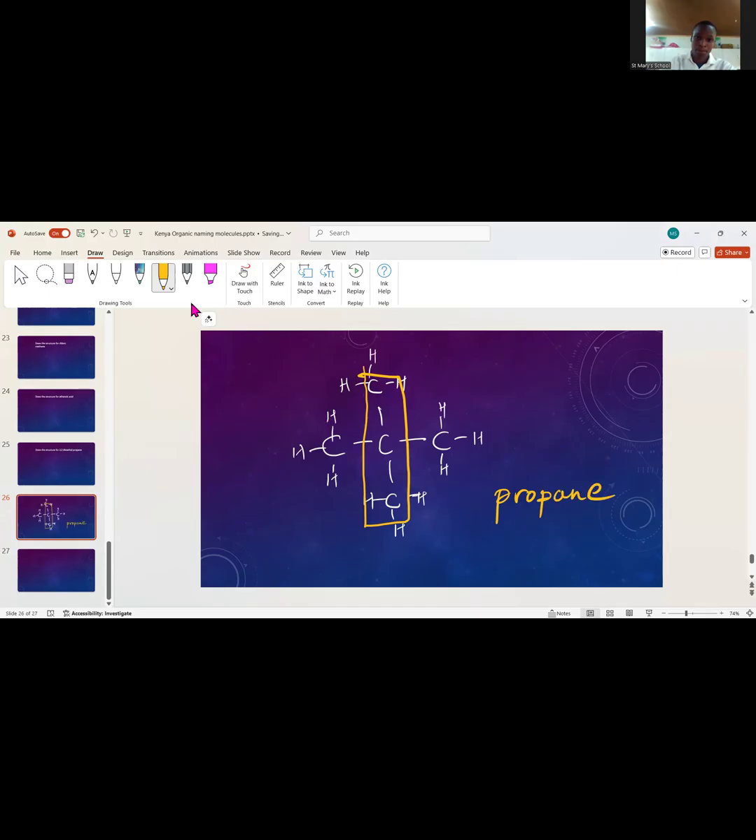And it's still the same 2 substituents. I'll try and make them a better color to see. That one, whoops, that is a terrible triangle. And there are 2 of them. And because of that, we call it dimethyl. And they're both on the second carbon, whichever one I start at. So although it's okay to write 2-dimethyl, it's better to write 2,2-dimethyl propane.